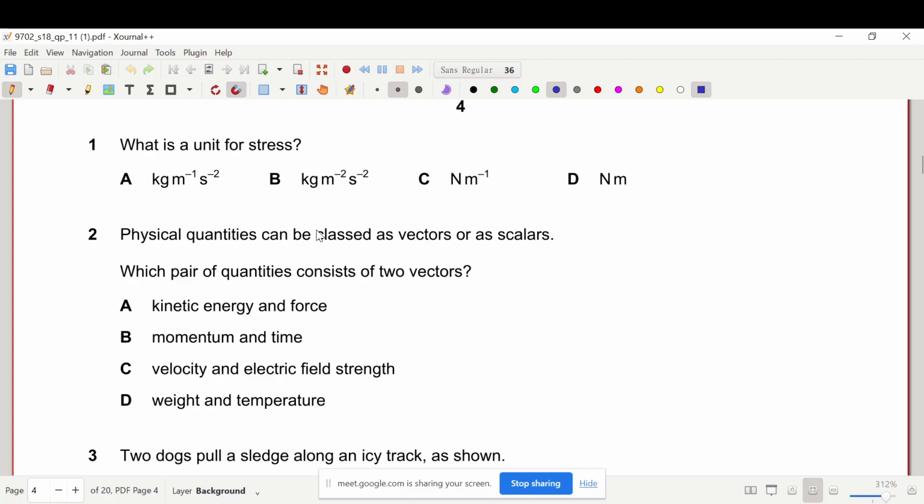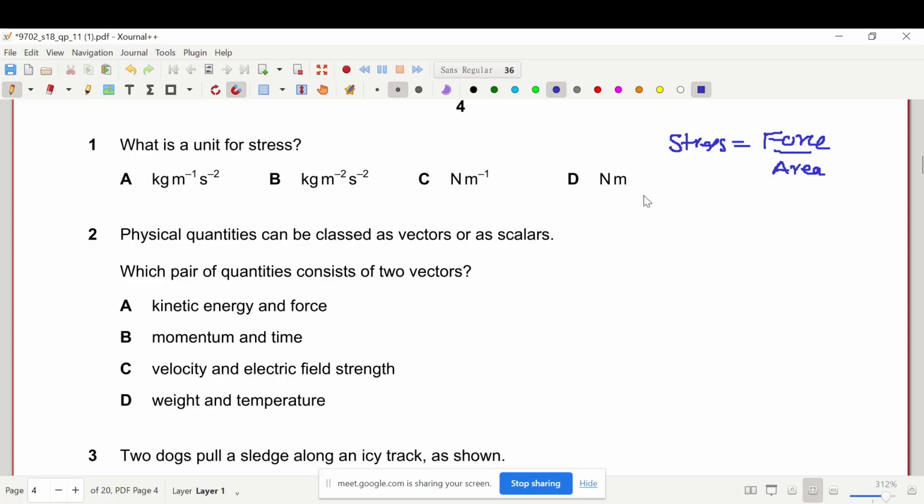Question number 1: what is the unit of stress? You know the formula for the stress? Stress is force over area, which is basically cross-sectional area.